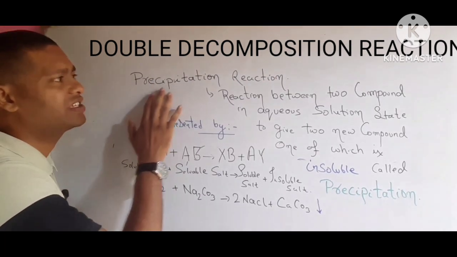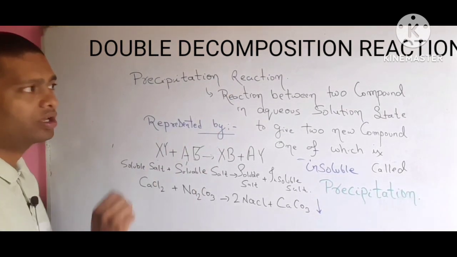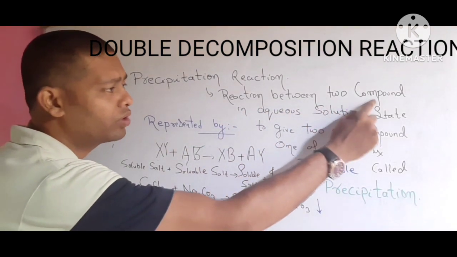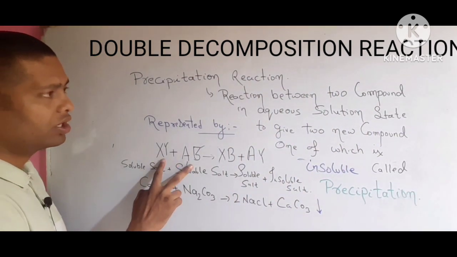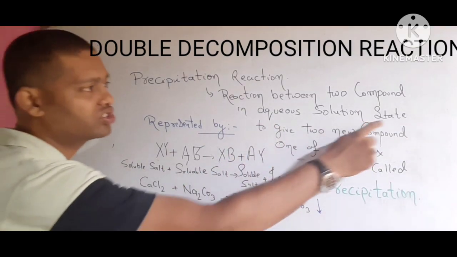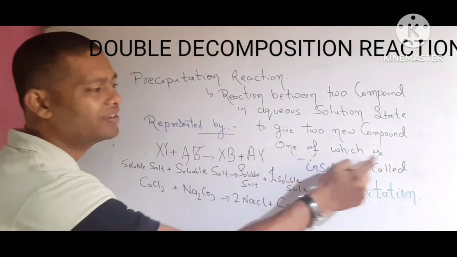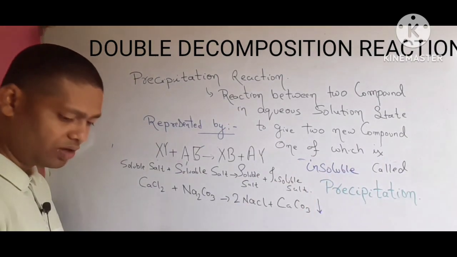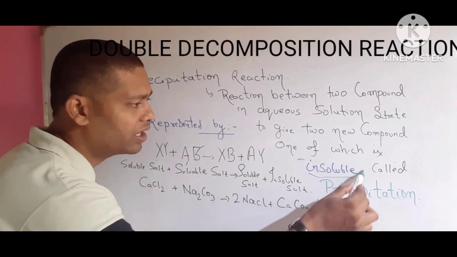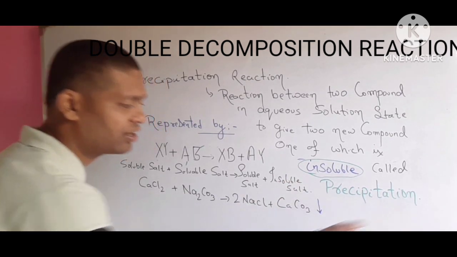The first type is precipitation reaction. Now what do you mean by precipitation reaction? Reaction between two compounds, again there are two compounds on the reactant side, again they have written aqueous solution state, to give two new compounds, one of which is insoluble. So here they are giving stress on insoluble. One of the products will be insoluble. That is known as precipitation reaction.